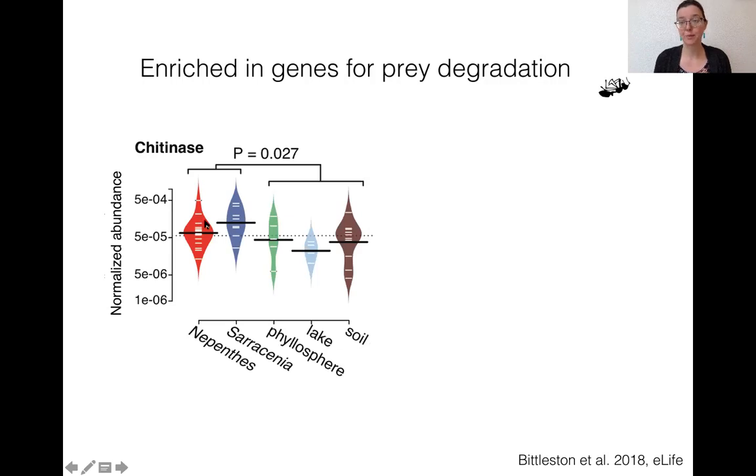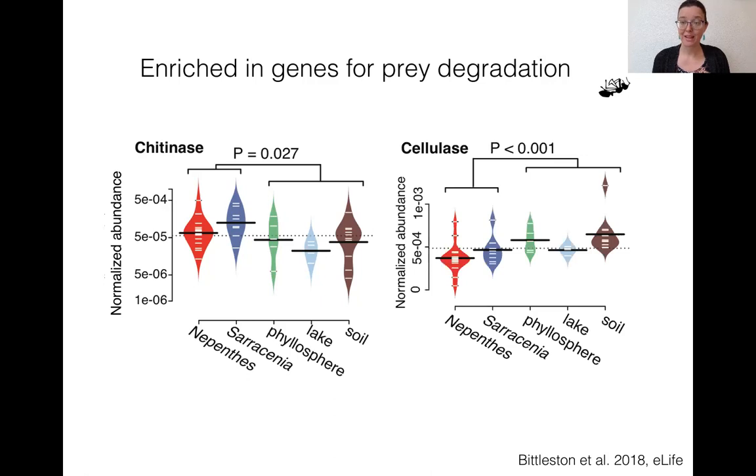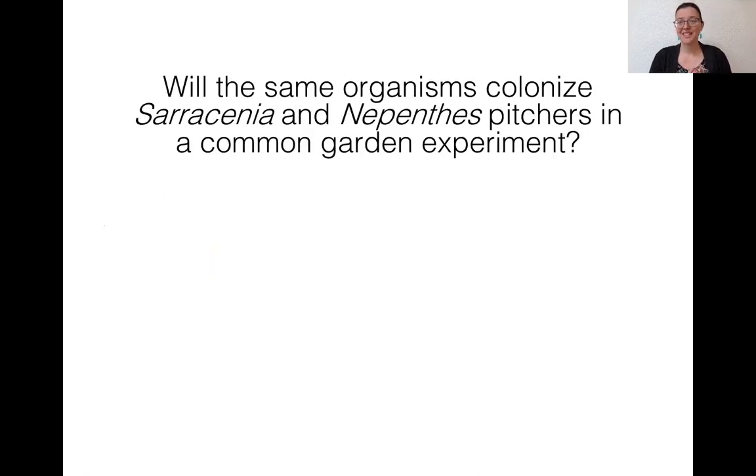And we did find that pitcher plants were enriched in chitinase genes. On the other hand, we hypothesized that pitcher plants would have fewer cellulase genes that break down cellulose, which is a main component of plant tissues. And we found that it was true that the communities living in pitcher plants generally had fewer cellulases than found in these other habitats. So they seem to be similar types of organisms that colonize pitchers in Southeast Asia and in North America, and they seem to have similar capabilities.